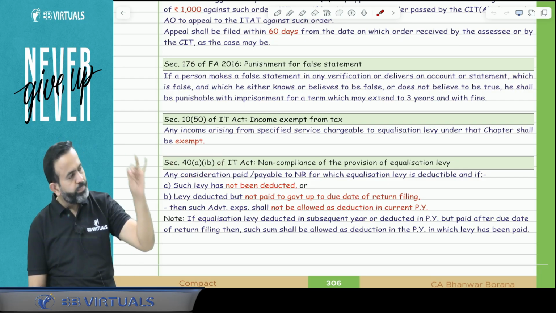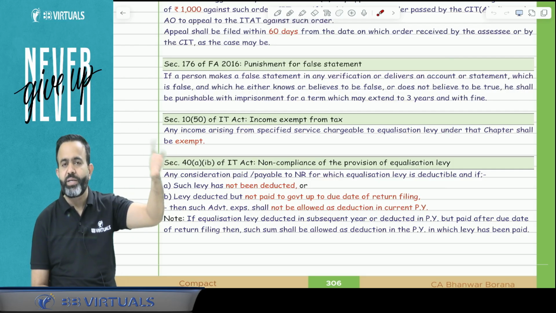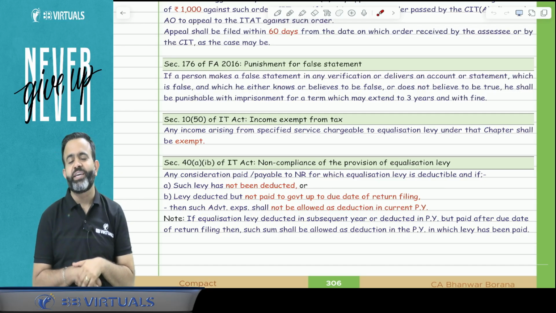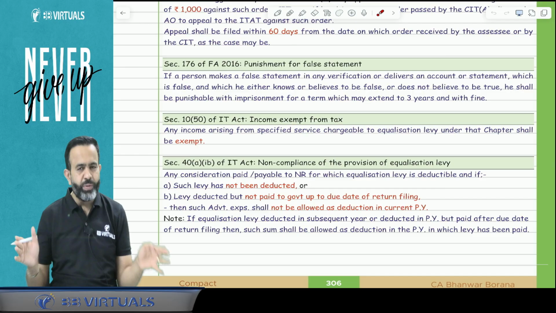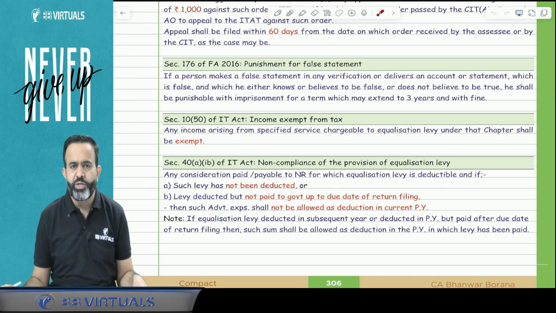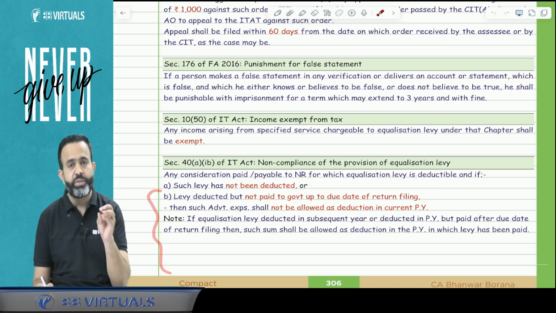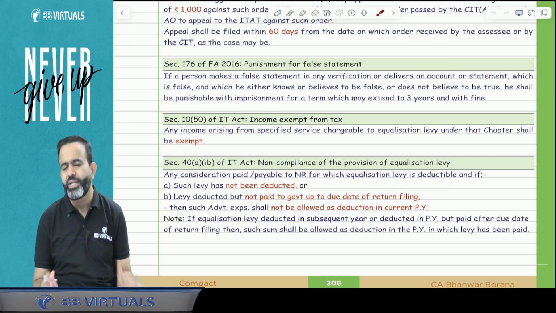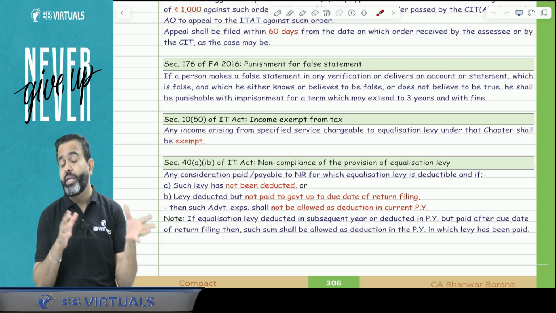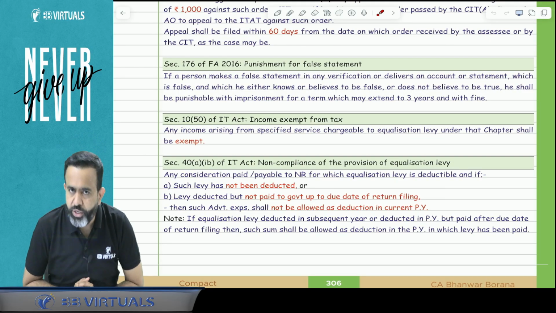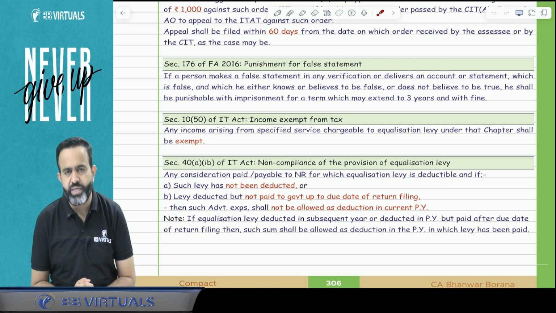What this section says is that if any amount is paid to a non-resident not having a PE in India for online advertisement, and equalization levy is applicable and you have not deducted the equalization levy in the current previous year, or deducted it but not paid it to the government up to the due date of return filing, then 100% of your advertisement expenditure will be disallowed. So what I am saying is that if equalization levy is not deducted in the previous year, or deducted but not paid to the government up to the due date of return filing, then 100% of your advertisement expenditure is going to be disallowed.